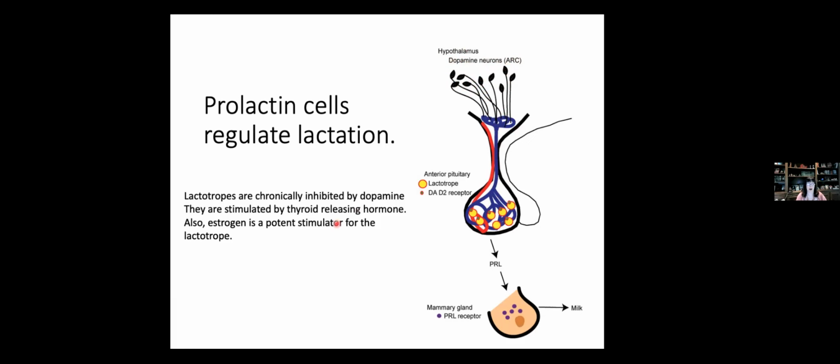Now, the lactotropes are important in the development of mammary glands, and they regulate the actual production of milk, and they're stimulated by estrogen. And of course, estrogen rises in pregnancy. And so this whole system is set up so that estrogen will stimulate the development of these prolactin cells as a woman is pregnant, so that by the time she gives birth, she can produce milk as well. And so these mammary glands have a prolactin receptor and can produce milk, basically.